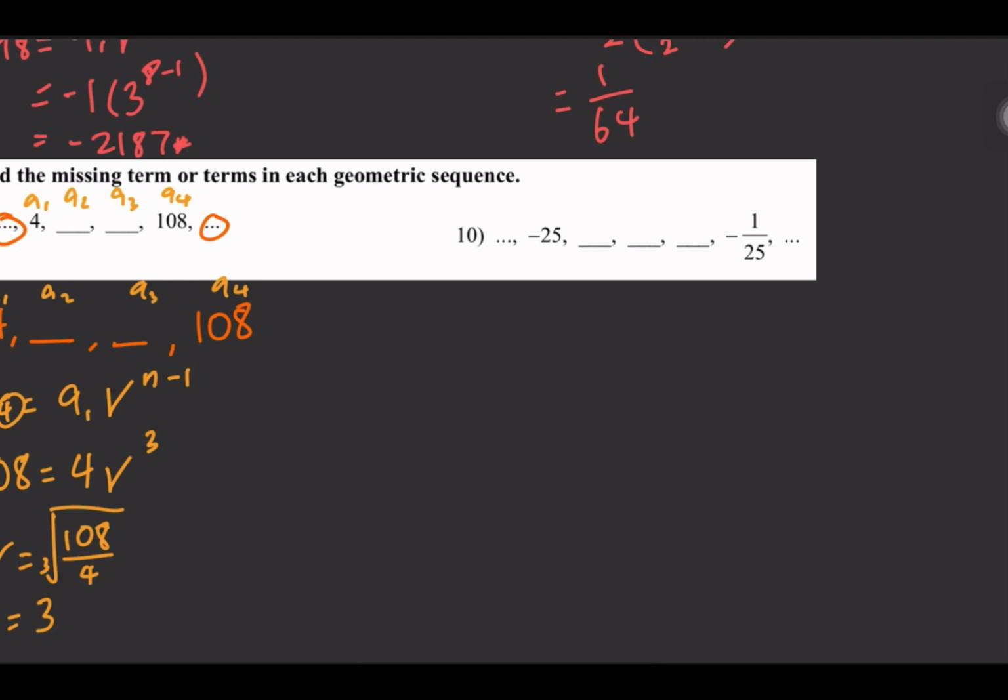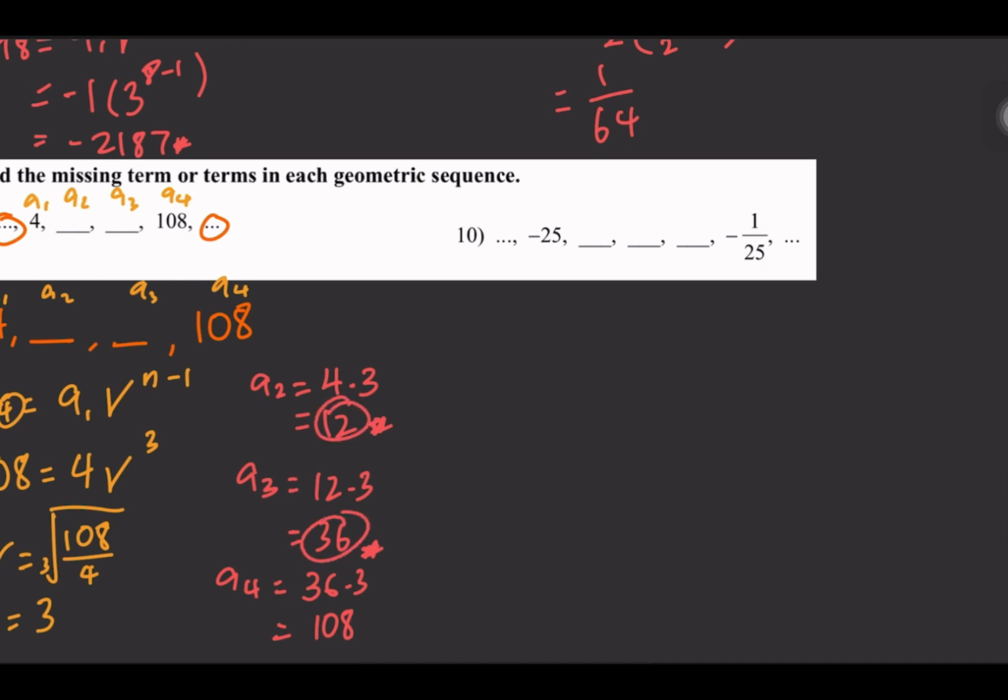So therefore, our A2 equals 4 multiplied by 3, which is 12, and A3 equals 12 multiplied by 3, we get 36. And if you want to confirm, let's take A4, which is 36 multiplied by 3, is 108, and that is your two answers.